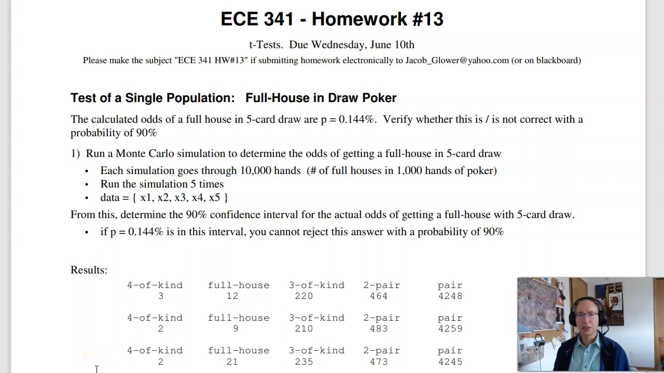Here's the solution to homework set number 13 for ECE 341, Random Processes. This homework looks at t-tests.